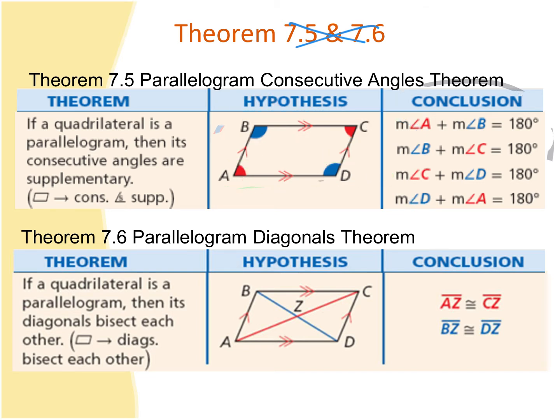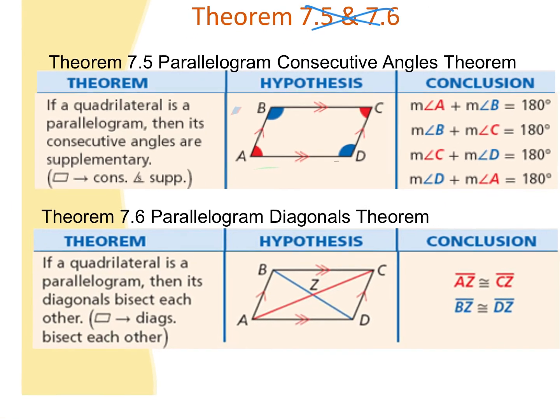We'll be using things like this in our proofs that we'll be writing in this chapter. We're going to be bringing back a lot of prior knowledge, all that alternate interior information, the consecutive interior information, in order to prove lines parallel. Then the last one here is the parallelogram diagonals theorem.